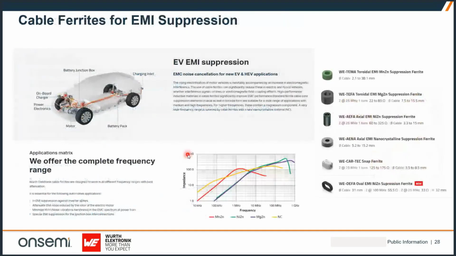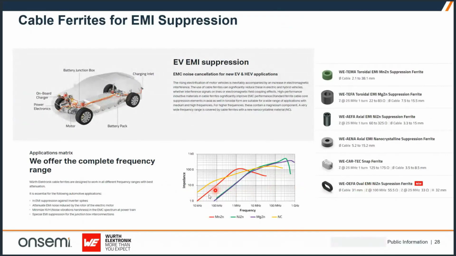On the wiring side, we also have the cable ferrites for EMI suppression. And as you can see here, this diagram shows perfectly the different frequencies that can be used. So we have materials that cover the frequency range of the components.